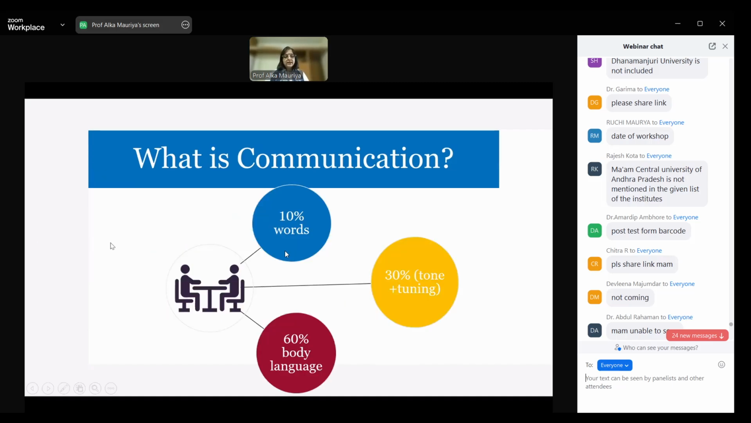So research says that when we talk about communication, just 10% comprises of words. And in addition to words, the tone also matters a lot. And also, as most of you said, body language is very important.